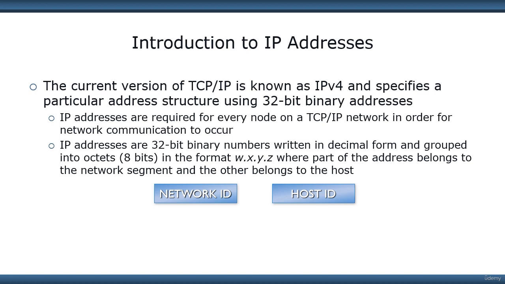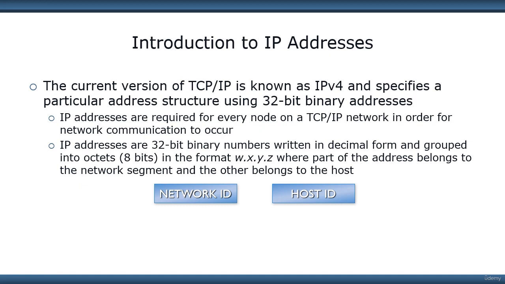The current version of TCP/IP that we're still heavily using is known as IPv4. And it specifies a particular address structure using 32-bit binary addresses. Now these are IP, Internet Protocol addresses. So they are the layer 3 protocol addresses that get assigned either manually or automatically to a network interface card. And they are required. In order to communicate on a TCP/IP network, you have to have an IP address. And that IP address has to be configured properly, because it's a logical way of identifying you. Much like a street address would be necessary for any communication via the United States Postal System, right?